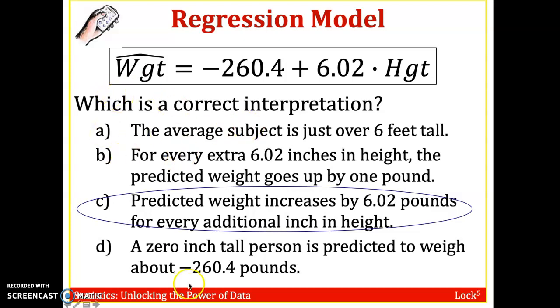So before we go on, part D right here, this is the correct interpretation for the y-intercept. A 0-inch tall person is predicted to weigh about negative 260.4 pounds. That's the correct way to interpret the y-intercept mathematically. But I would say it's not a sensible interpretation because this makes absolutely no sense. You can't have a 0-inch tall person or have negative weight. So this right here is an example of extrapolation. I don't know what data we have, but we definitely don't have any data for 0-inch tall people.